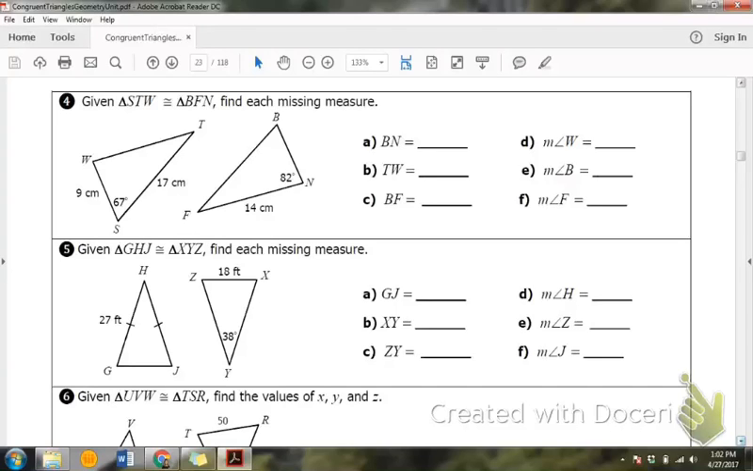Okay, so let's look at example number 4. It says if triangle STW is congruent to triangle BFN, find each measure. Okay, so before we begin, we need to mark things to be congruent. So let's start with angles. Go ahead and mark angles to be congruent.